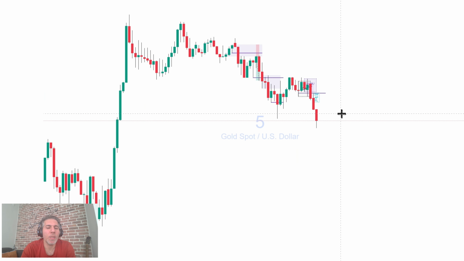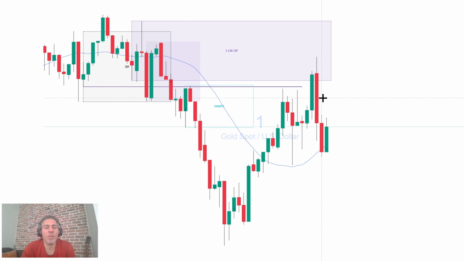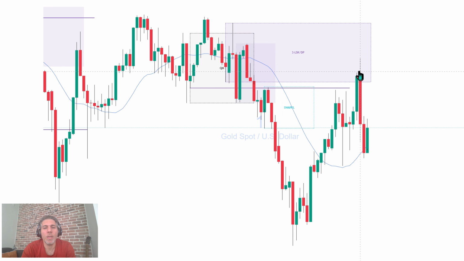Now let's go back to the higher time frame. This is our break-even level, and this is our DP level, if you remember. This interaction happens in the lower time frame. Here we are, and the price dramatically reacts to this one.